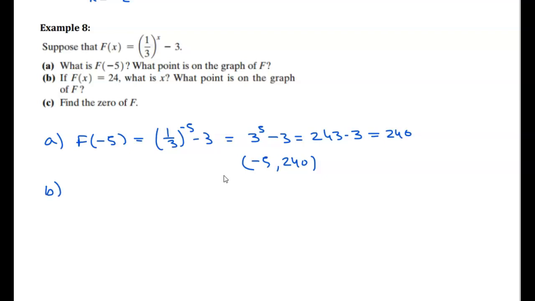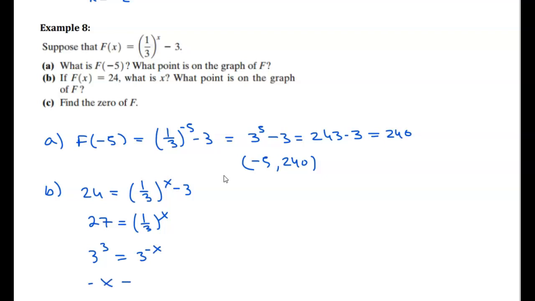All right, f of x is 24. So 24 equals 1/3 to the x minus 3. We've got to figure out what x is. Add 3 to both sides: 27 equals 1/3 to the x. 27 is 3 to the 3, and 1/3 is 3 to the -1, so this is 3 to the -x. That means -x equals 3, or x equals -3. So the point that we found here was x equals -3 and y equals 24.